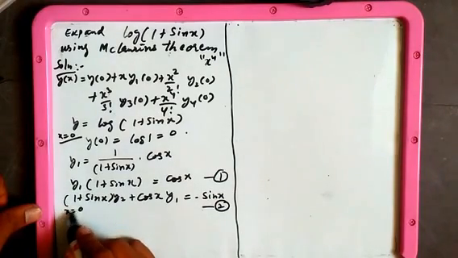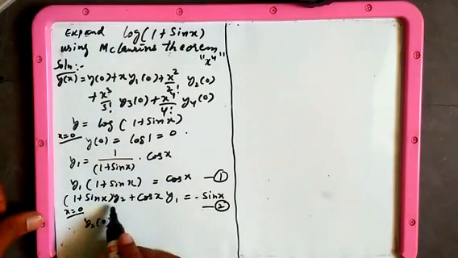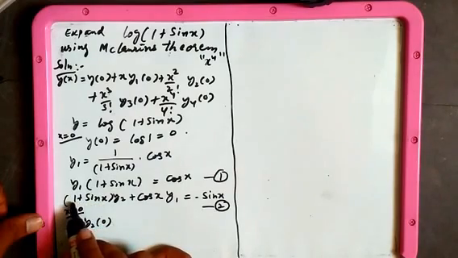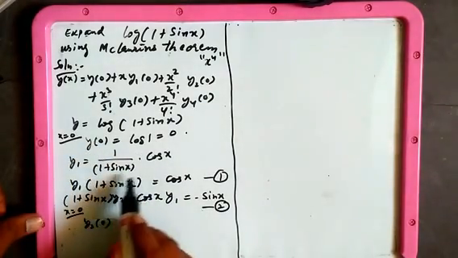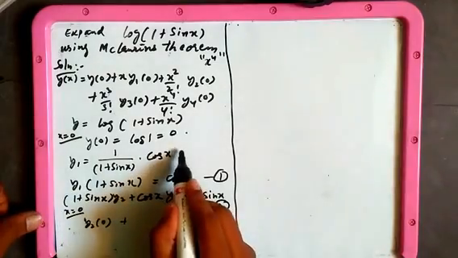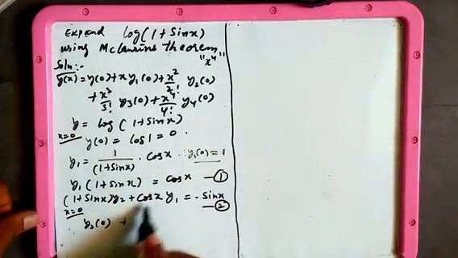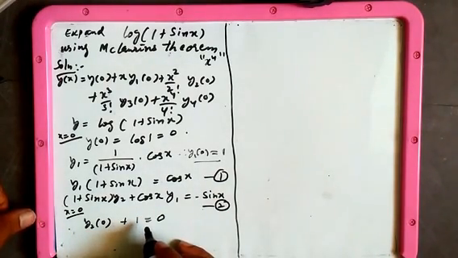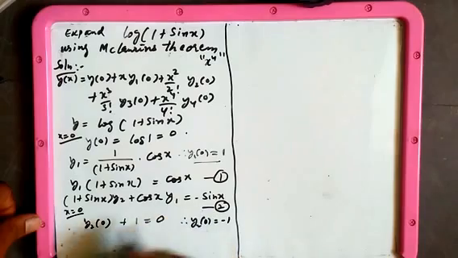Now, again at x equal to 0 in the second equation, sine 0 is 0. So we will get y2 at 0, because 1 into y2 is y2 of 0, plus cos 0 is 1 into y1 at 0. We have to find y1 at 0, which is 1 by 1 into cos 0, that is 1. So y1 at 0 is also 1. Therefore y2 at 0 plus 1 equal to 0, so y2 of 0 is nothing but minus 1.